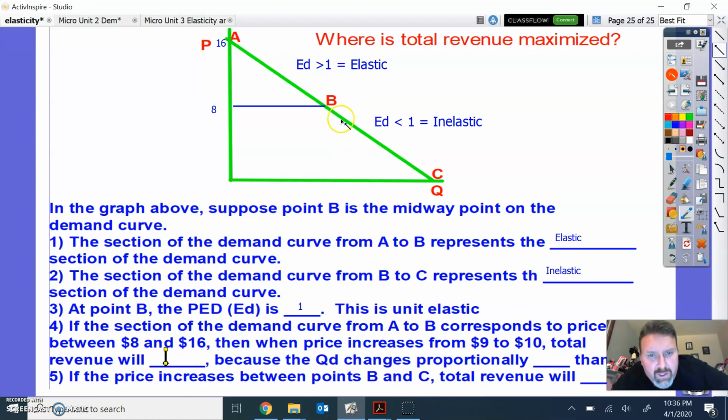If the price increases between points B and C, we know if the price is going up, then total revenue will also go up. Why? We're getting closer to unit elasticity. You've got to understand how we work this throughout all the way to that point.